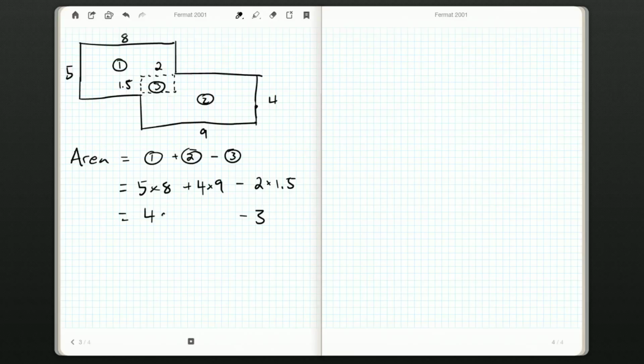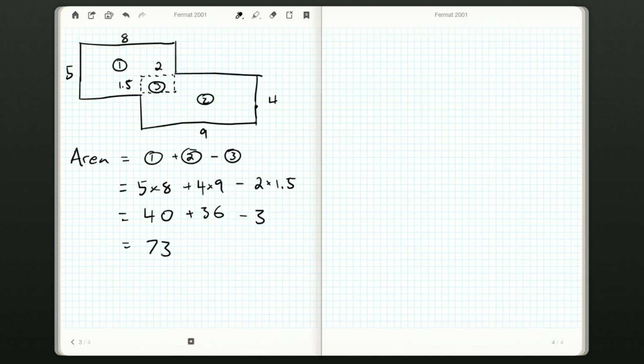5 times 8 is 40, and 4 by 9 is 36. So 40 plus 36 minus 3. Again, you can whip out your calculator, or I would say 36 minus 3 is 33. 33 plus 40, well, 30 plus 40 is 70, and we still have an extra 3 left over. So I'm going to say my answer is 73. If I were a little unsure of my mental arithmetic, I could grab a calculator, as some of you might have already. But we have 73.